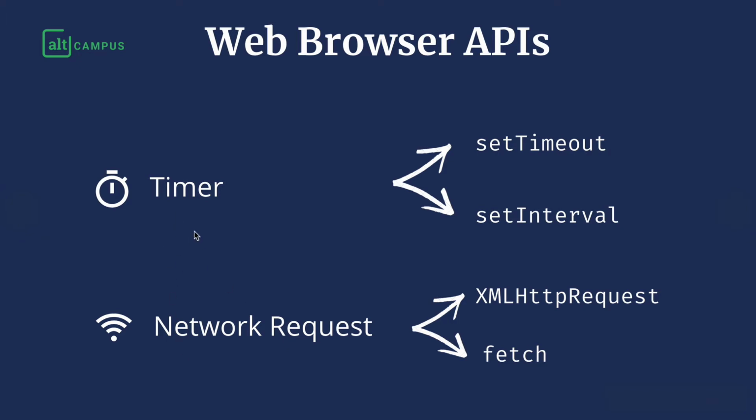Why is it called APIs? API stands for Application Programming Interface. So the browser gives you access to some functions through which you can interact with the timer. For the timer we have setTimeout and setInterval. Similarly, whenever we want to make any kind of network request, we use APIs like XMLHttpRequest and fetch. We have already seen how functions like setTimeout and setInterval get executed inside web browser APIs.